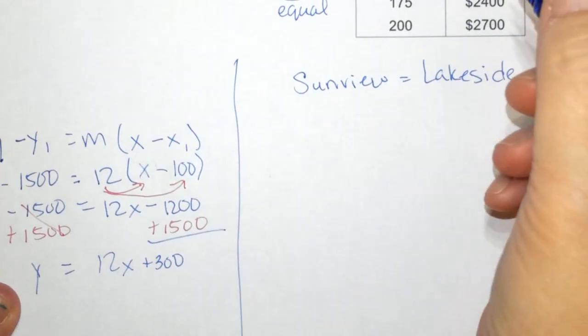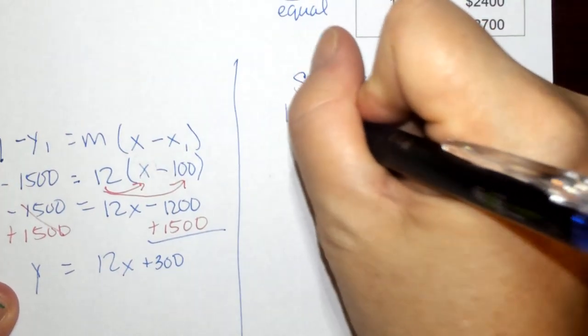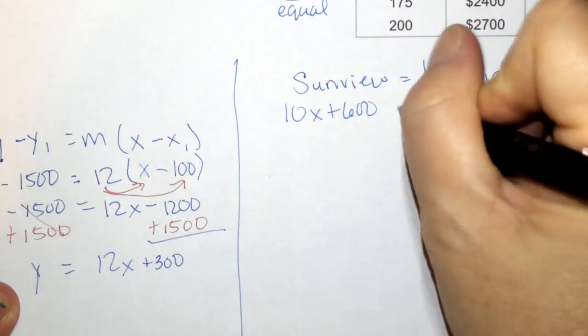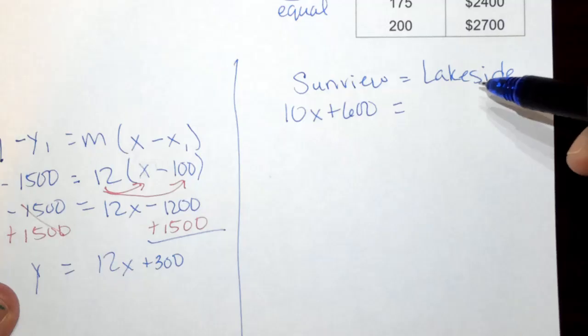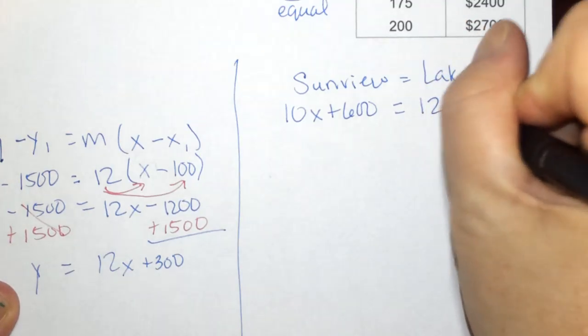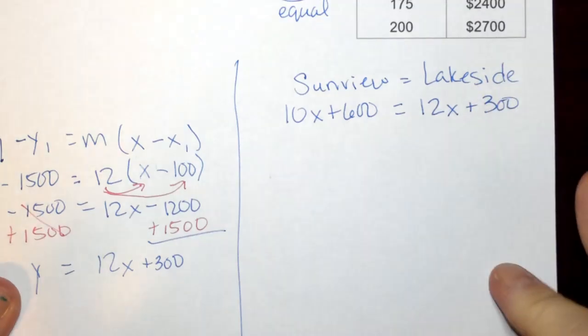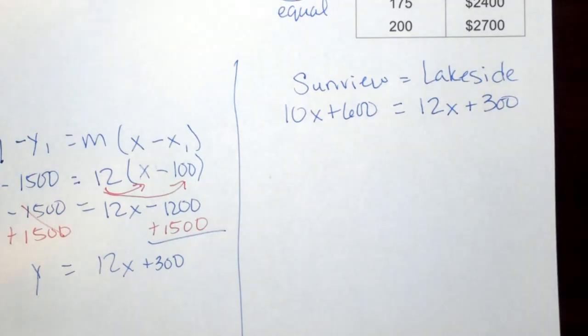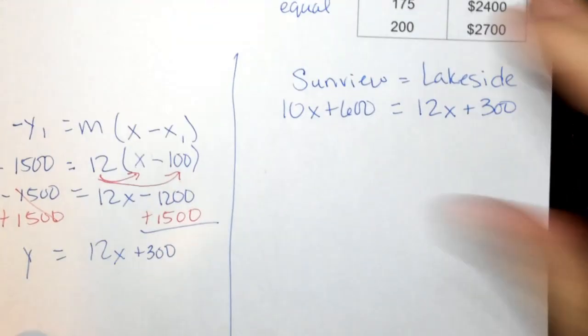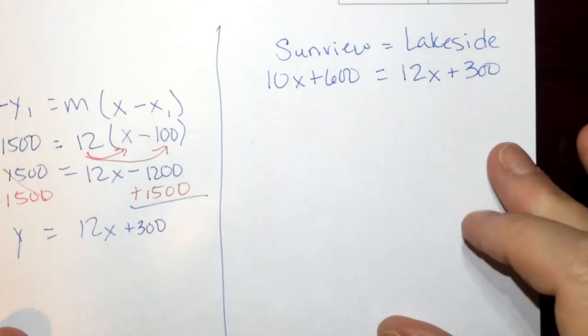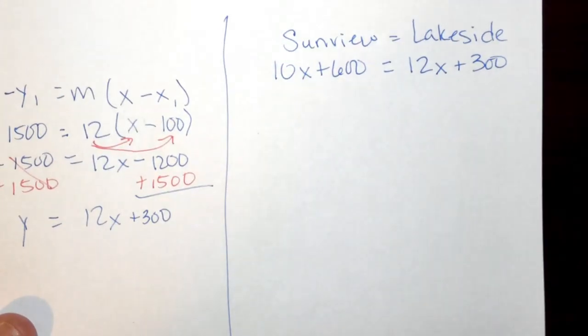So Sunview, our equation was 10x plus 600. We're dropping the y, because if you remember from systems of equations, if they both have y, you can use substitution. Same kind of idea. And then this was our equation for Lakeside. So now we need to know how many students. Well, what represents our students? X. So we're looking for how many students would make Sunview's price equal to Lakeside's price. So we're just going to solve for x.